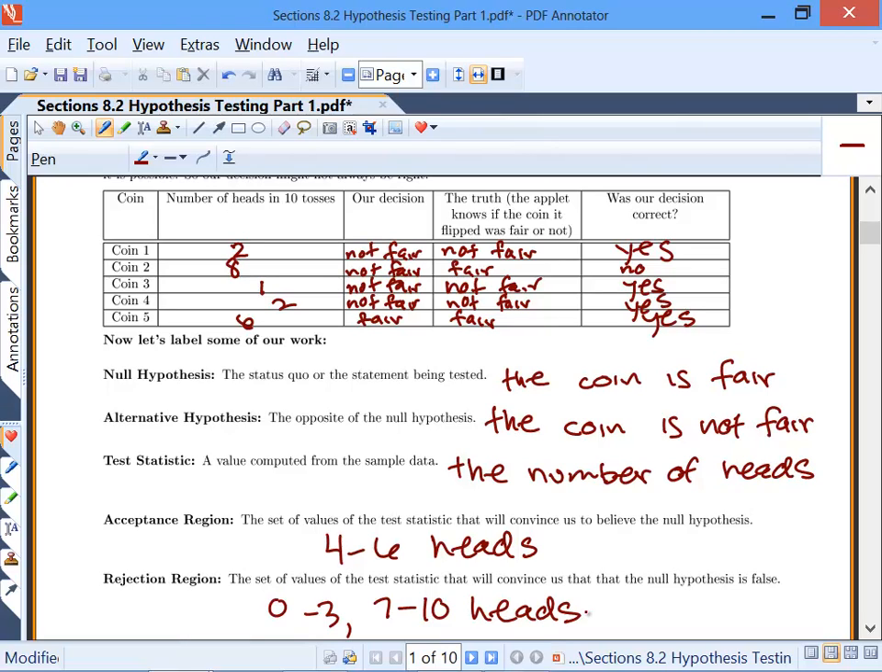So were we right every time when we used this hypothesis testing? No, it is possible to make errors, and what we're going to try and do through our statistics is make those errors as small as possible.